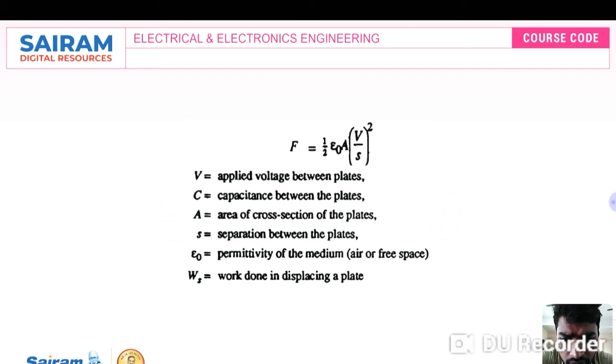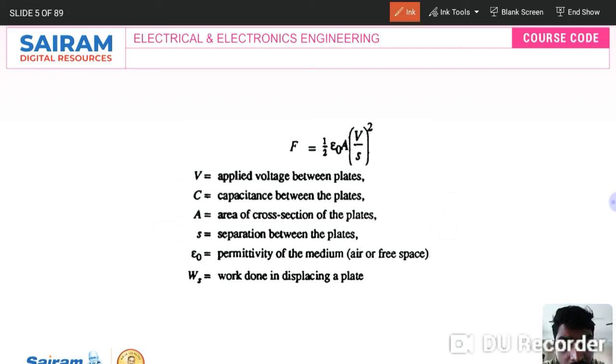And W is the work done in displacing the plates. This equation is very important for solving problems, so just remember it. Force exerted is equal to 1 by 2 epsilon naught A (V by S) square, where S is the separation between the plates. They usually give the S value in your questions, and you have to solve the problem.